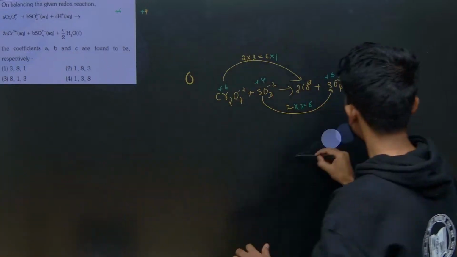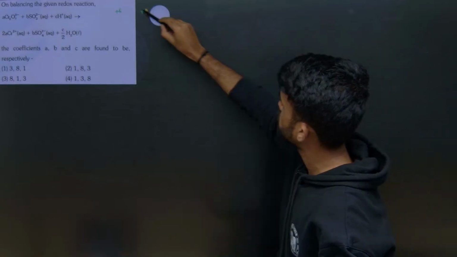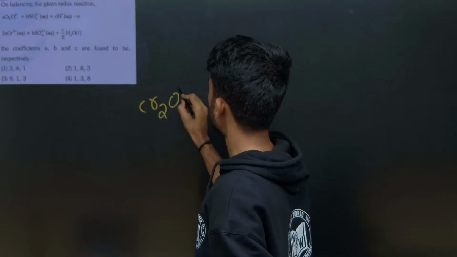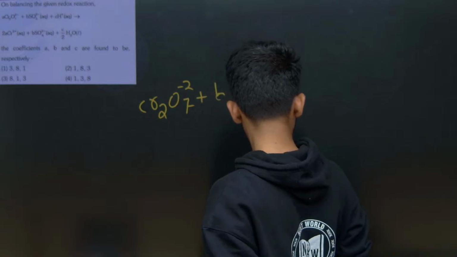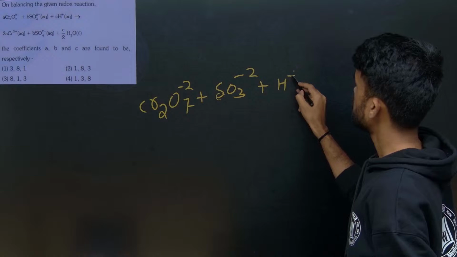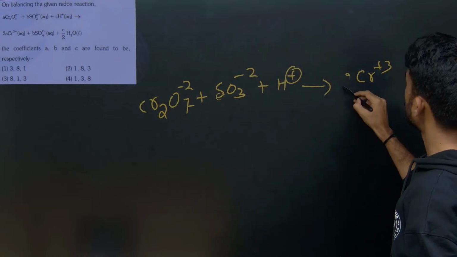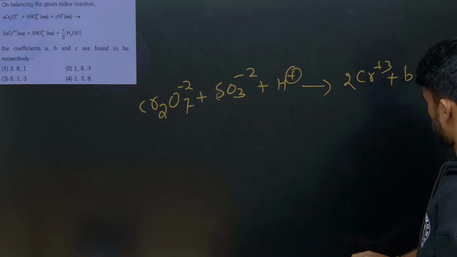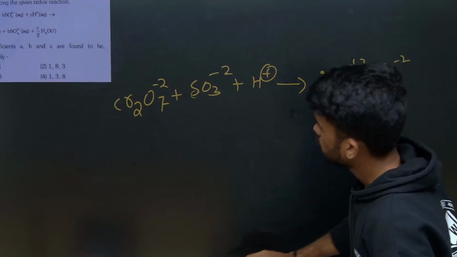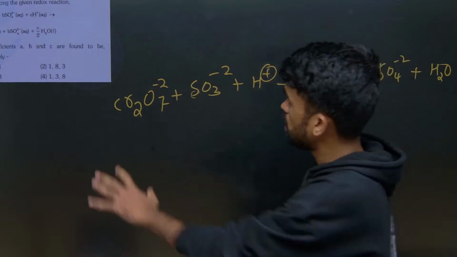Okay. So I think everything is clear in this paper discussion. So we will be doing this question once again. So let us take chromium: Cr2O7 2- plus SO3 2- plus H+ gives rise to 2Cr3+ plus SO4 2- plus H2O. So this is the equation given in the question, right?